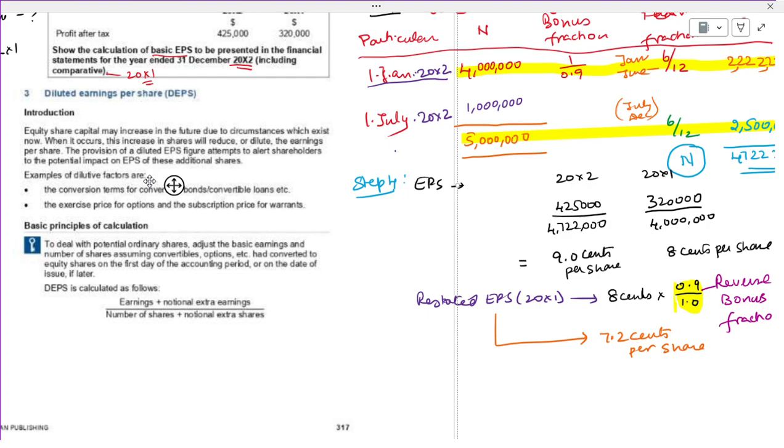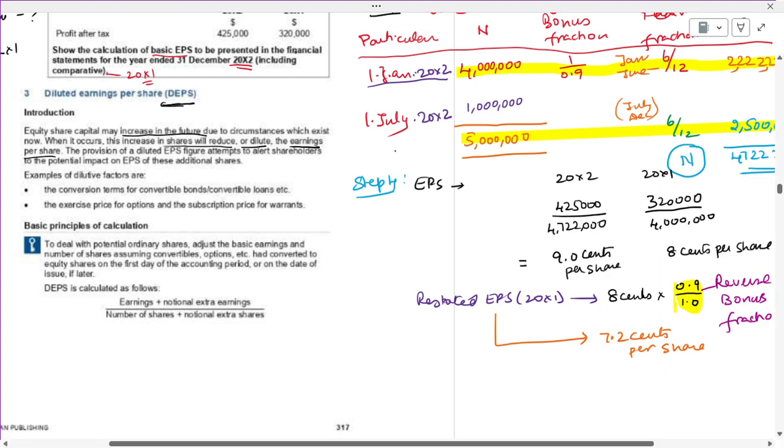Diluted earning per share, DEPS, okay? What happens when the number of shares increases, in simple words? Earning per share will decrease. Equity share capital may increase in future. This increase in shares will reduce or dilute earning per share. Number of shares increases, earning per share will decrease.